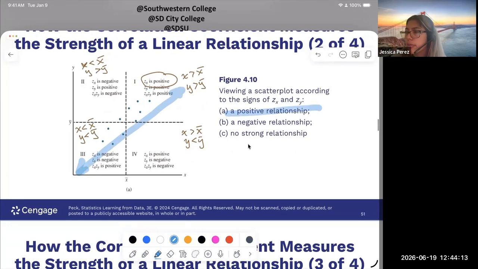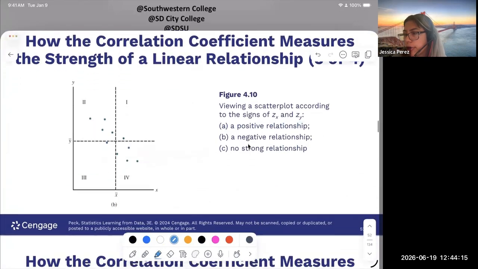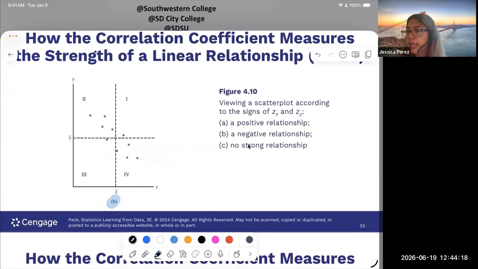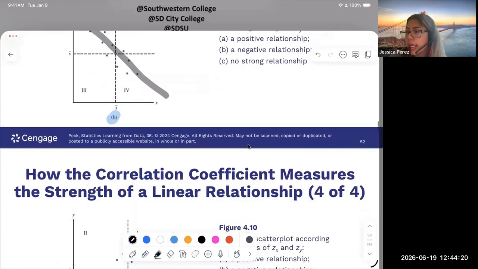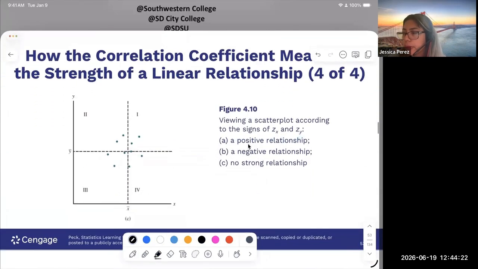B will have a negative relationship. So let's look at B. B looks like it's going to have a negative relationship. And then C, what do we notice about C? It doesn't have a strong relationship because the points are more scattered.